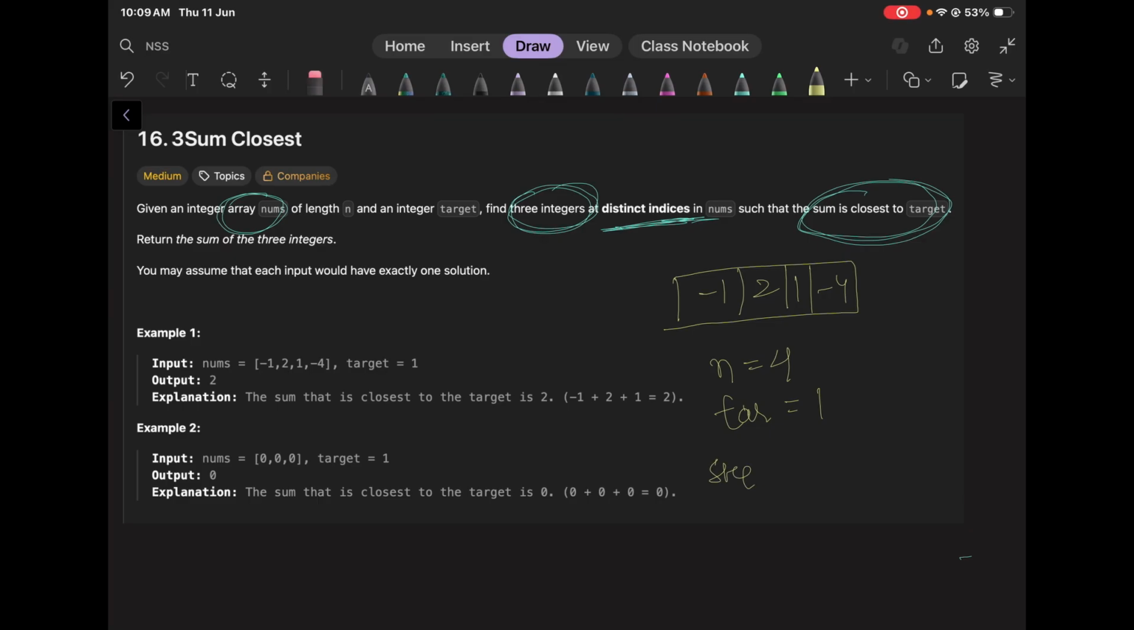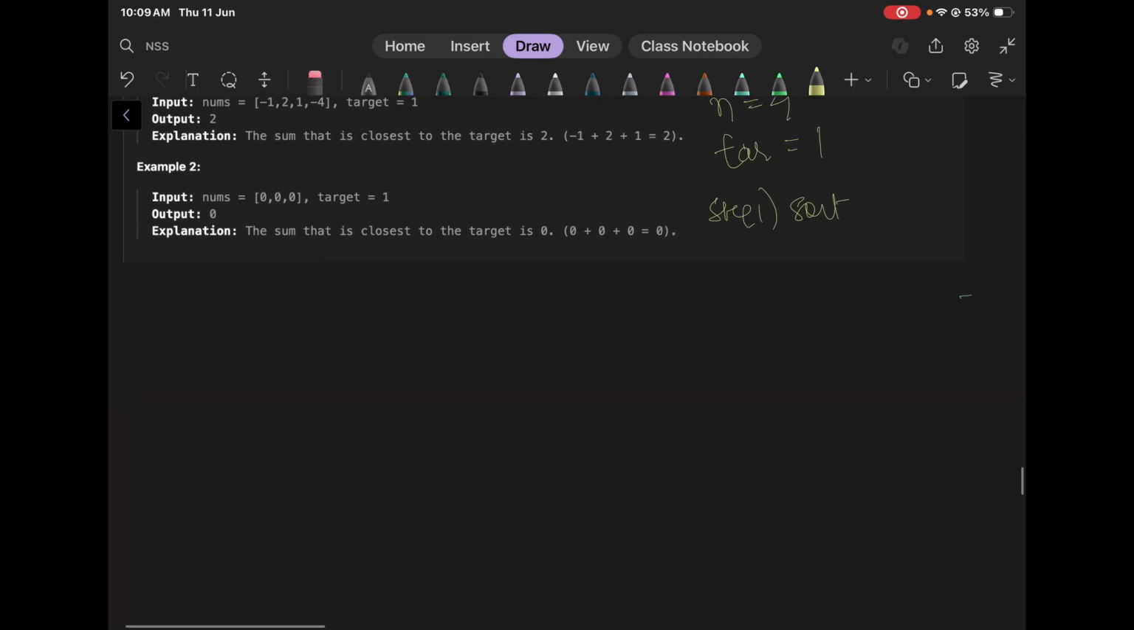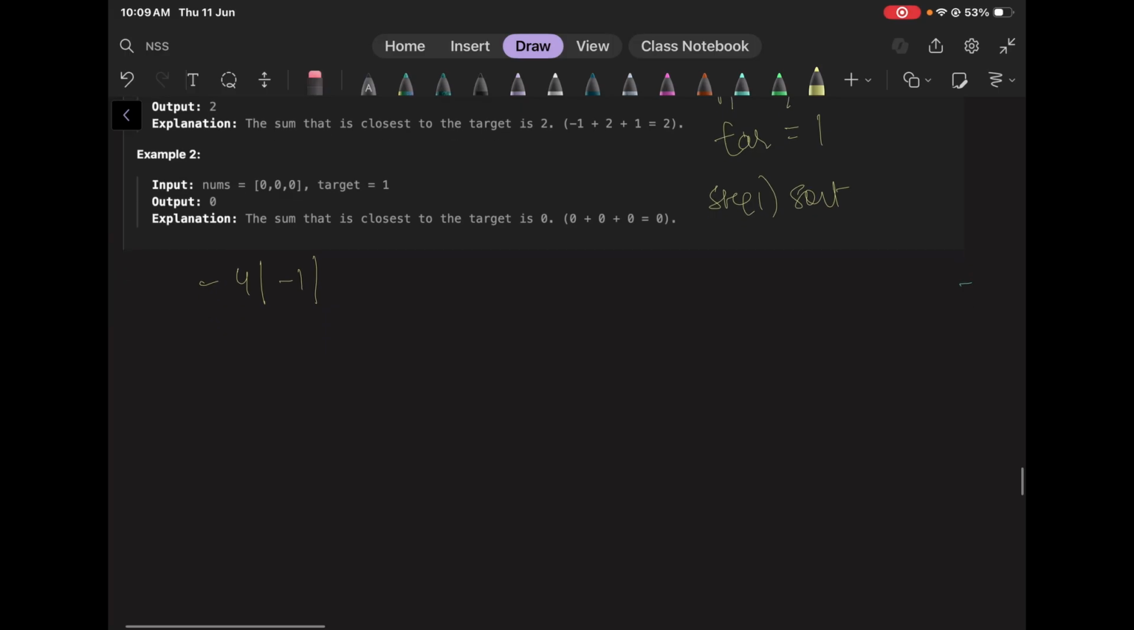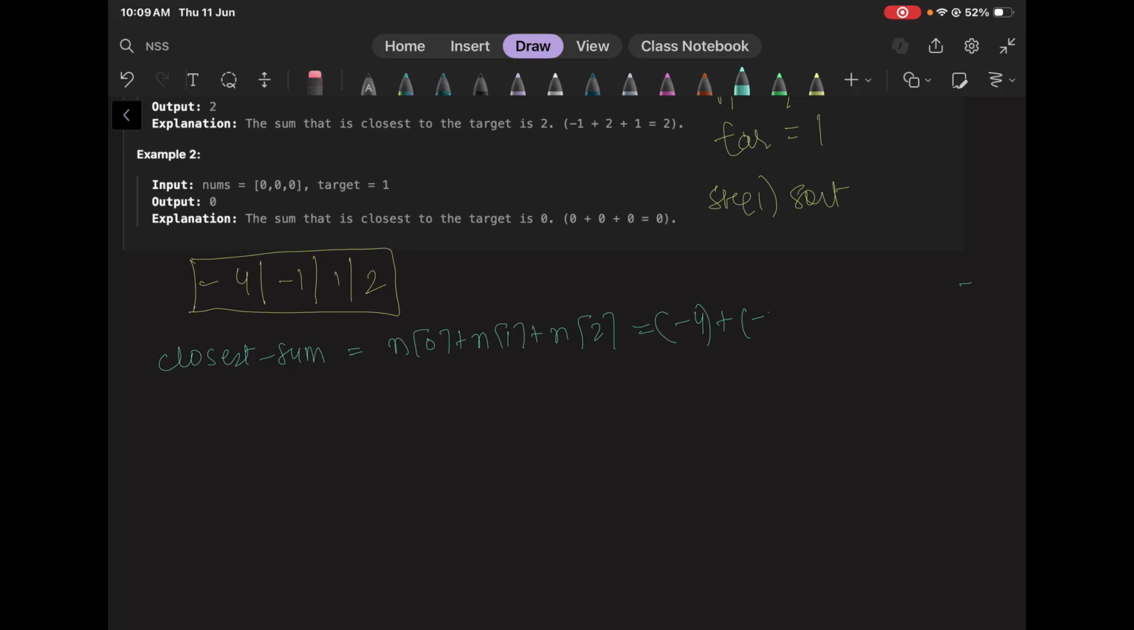Since I need to simply return the sum, the relative position of these elements, that is the indices, don't matter. So my step 1 would be to sort these elements. After sorting, I receive minus 4, minus 1, and then comes 1 and 2. I create something called closest sum, which I initialize as nums of 0 plus nums of 1 plus nums of 2. So this is minus 4 plus minus 1 plus 1, which is minus 4. This is at index 0, 1, 2, 3.